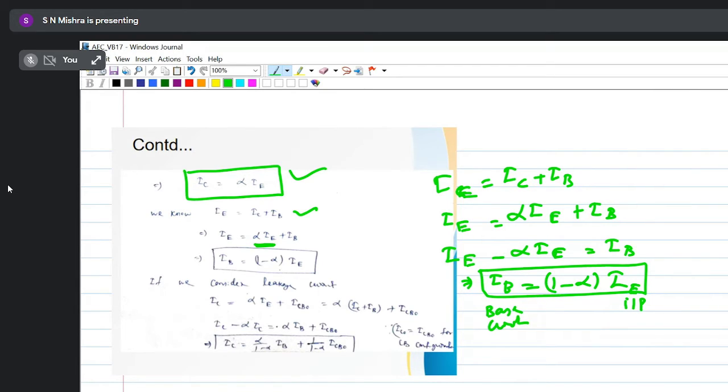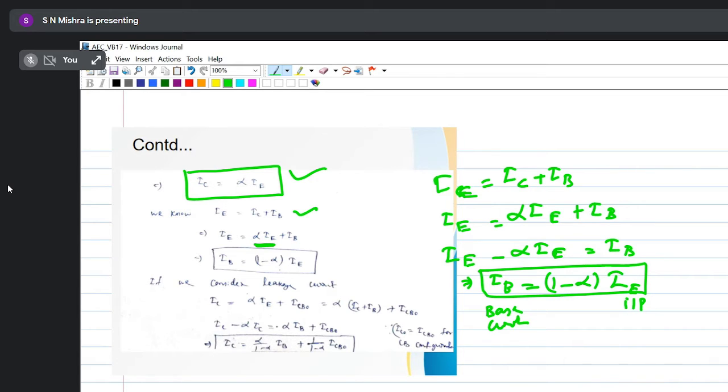Okay, I have expressed base current in terms of input current. That means if you know input current, you can find output current, that is IC, as well as you can find base current IB. Three components are there: IE, IC, and IB. So if you know input current IE, you can find IC, output current, as well as base current IB.